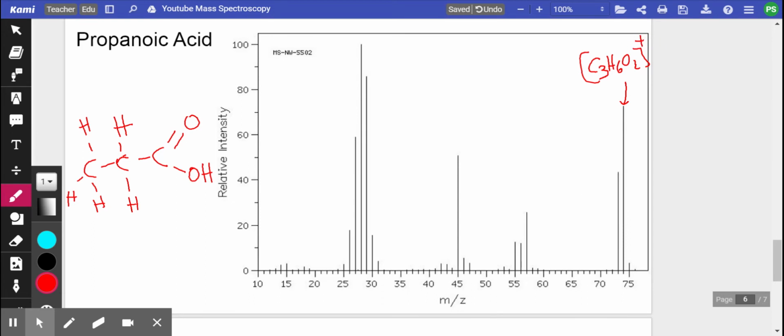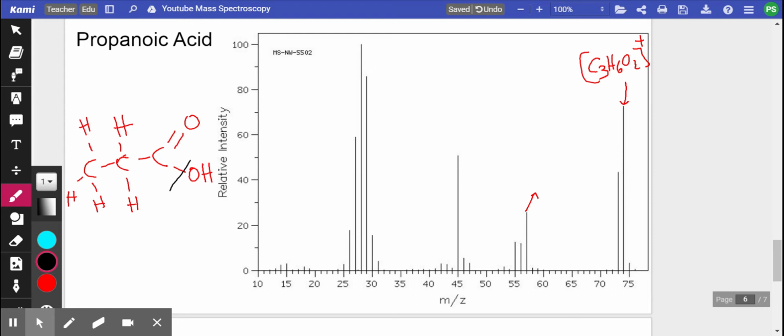We see a peak at 75 because 1% of all carbons are carbon-13, and therefore some of the molecules will weigh 1 more. Now we do see some other peaks. We see a peak at 57, and that's because you may lose an OH group from the molecule, so we've created a fragment.